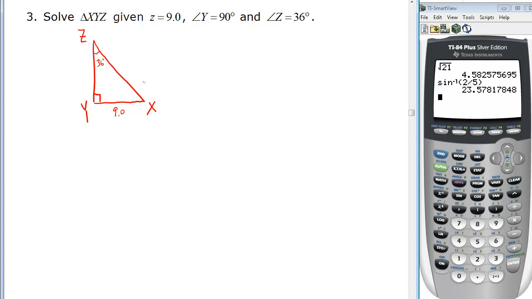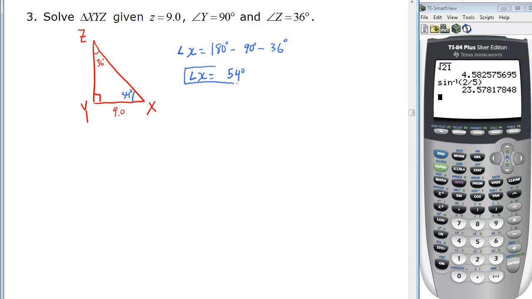So we start solving pieces. This time we'll start with the angle. Since we know all the angles added together are 180, subtract 90, subtract 36, gives us angle X, which is 54 degrees. So we can add that to our diagram. This is 54. So that's angle X.